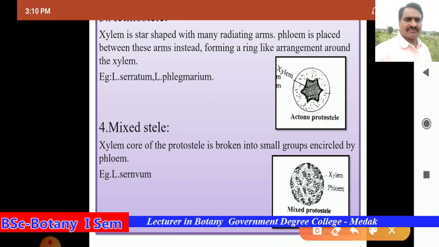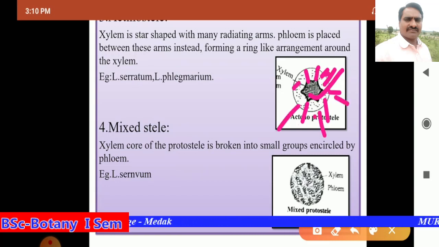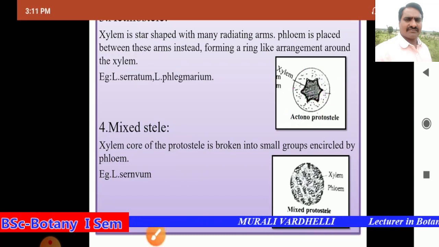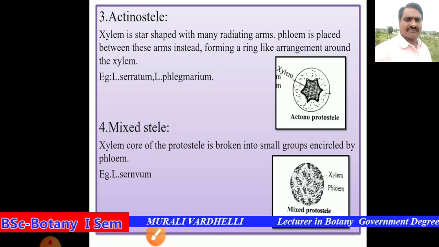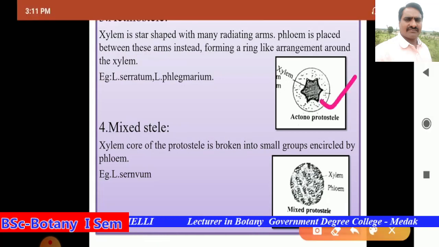We can observe in this type two types of steles, actinostele. This is xylem. This xylem has arms like wings, right? These radial arms are surrounded by the phloem, right? This type of stele is called actinostele, right? What is mixed stele?